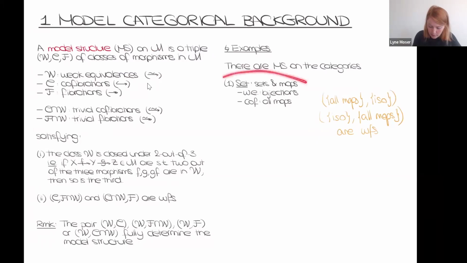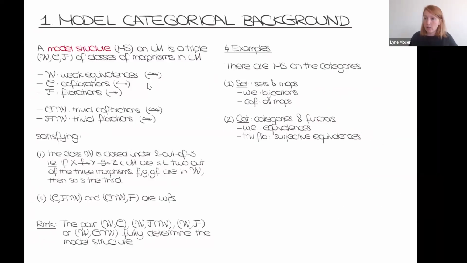Okay, so this is the first example. And the second example is this categorical example that I was telling you about. If I look at the category of categories and functors, then I can define a model structure where the weak equivalences are the equivalences of categories, and the trivial fibrations are the surjective equivalences. By this, I mean equivalences of categories that are surjective on objects, rather than just essentially surjective on objects. So these are some examples of model structures. And of course, you have a model structure for topological spaces and a model structure for chain complexes. And actually, there are many more now in the literature also. But these are the ones that I wanted to present for this talk.